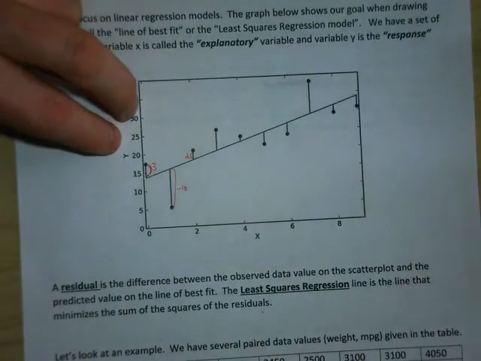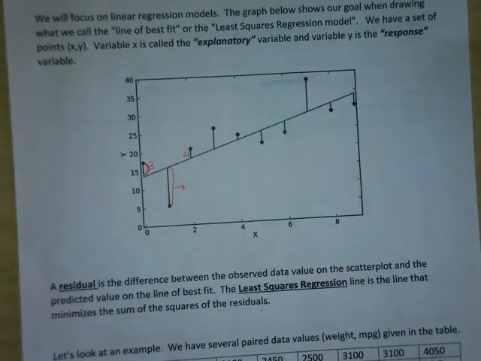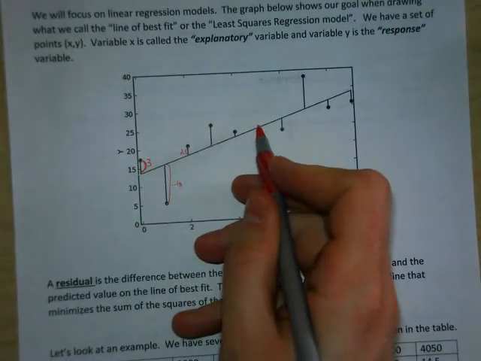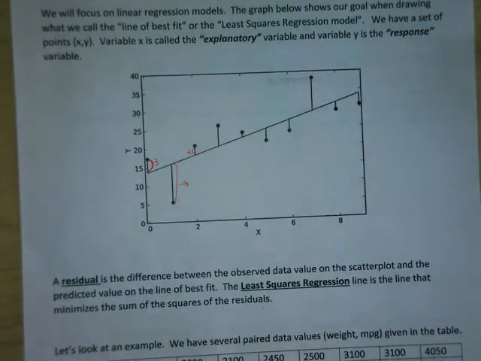Okay, so the idea is which line is the best? Well, it just so happens the line that's drawn there is the best. Okay, because that is the line that will minimize the sum of the squares of the residuals.